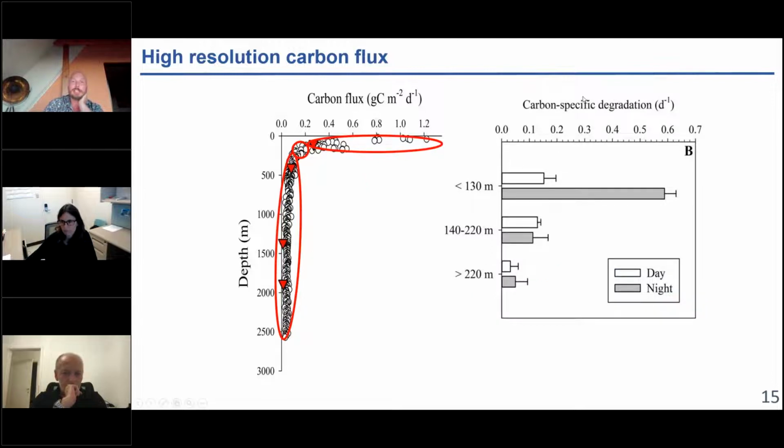And that we can then calculate into carbon specific degradation, and we can start looking at real numbers of how much carbon from the settling particles is degraded per day. And we can do it for day and night, and then we typically find low carbon degradation during day in the surface, but high during night. If we go below the mixed layer, we find that there's no change between day and night, and in the deep ocean there's also no change, but it's much lower.